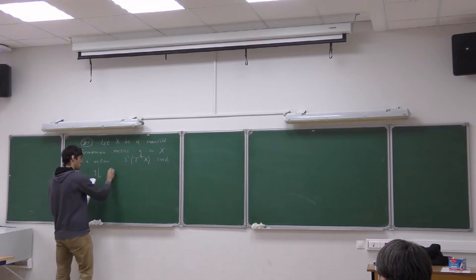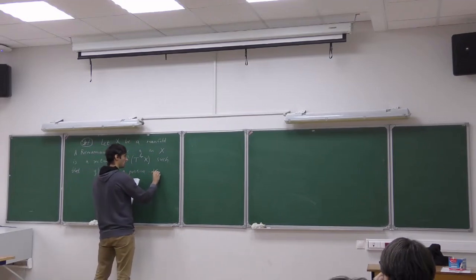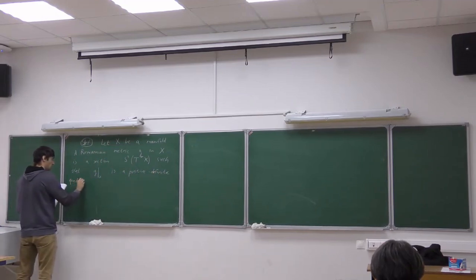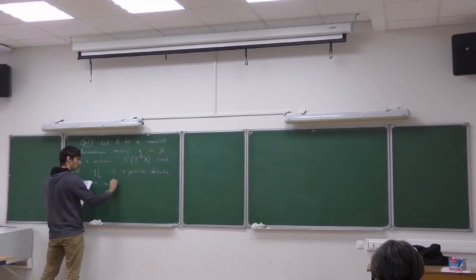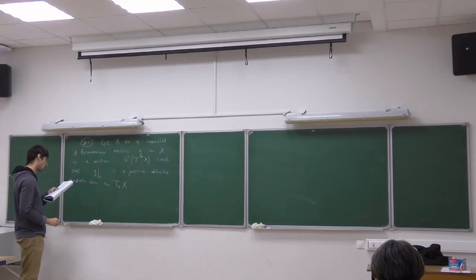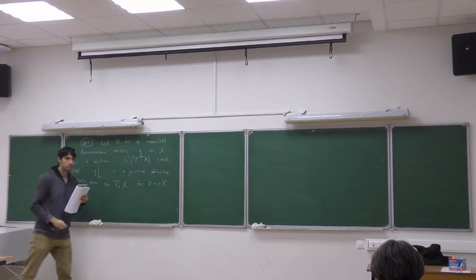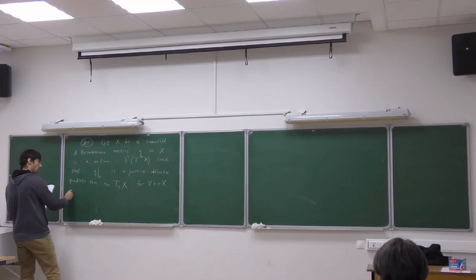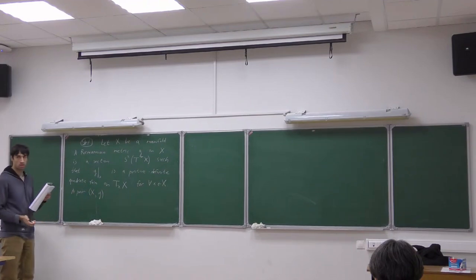So then this is a positive definite quadratic form on T_x X, for any x in X. And also this pair X and g, so a manifold with a Riemannian metric, is called a Riemannian manifold.